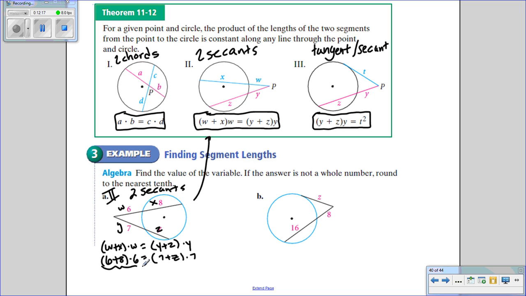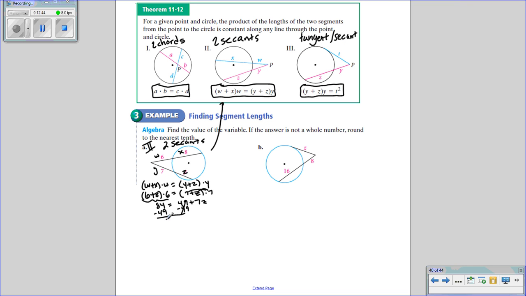I'm going to simplify this side. So 6 plus 8 times 6 would be 84. Now over here we're going to have to distribute, so that would be 49 plus 7z. Now I can subtract 49 from both sides. Let me give myself some more room here. So 84 minus 49 would be 35. Over here we have 7z. I'm going to divide by 7, and z equals 5. Perfect. So z equals 5.